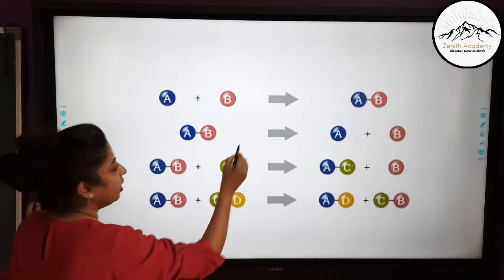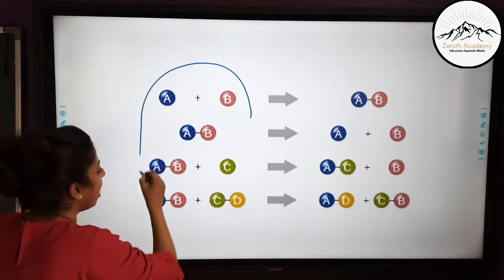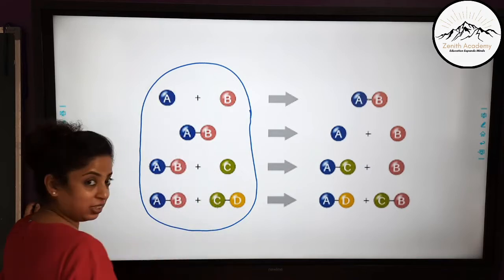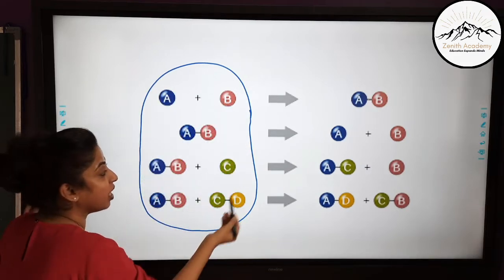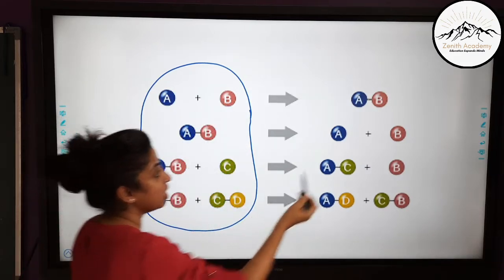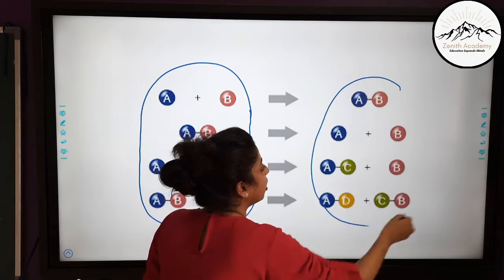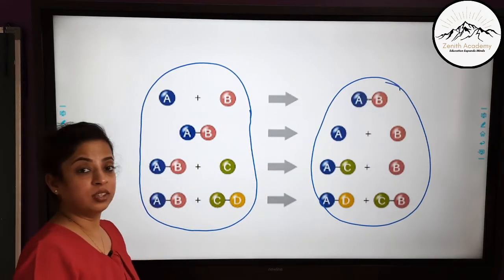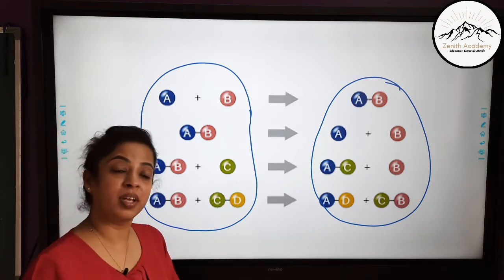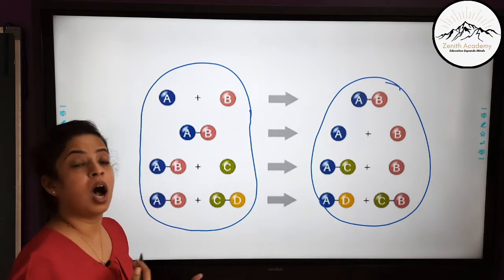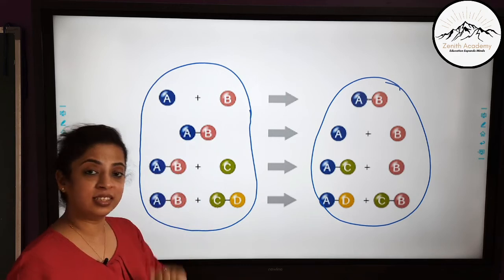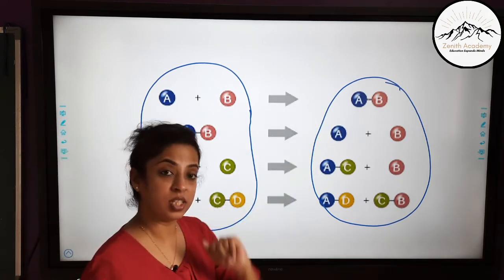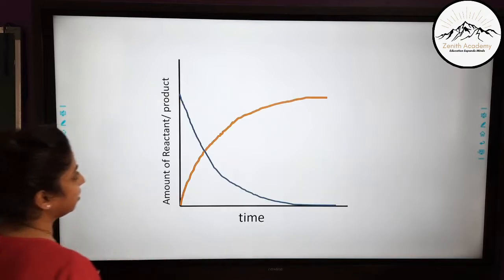So how is rate defined? Rate can be defined as the measure of disappearance of the reactants, or how fast the reactants disappear, or we can say how quickly are the products formed. Okay, so it can be defined in two ways. So rate of a chemical reaction is a measure of how quickly the reactants disappear or the reactants get finished, or how quickly a product is formed. So now how do we determine this?